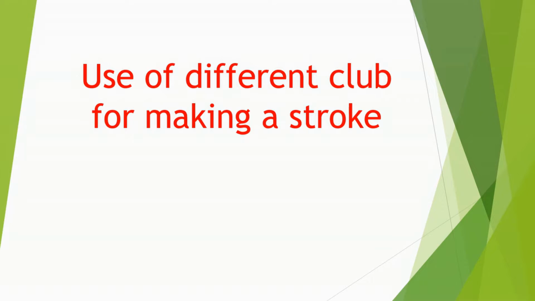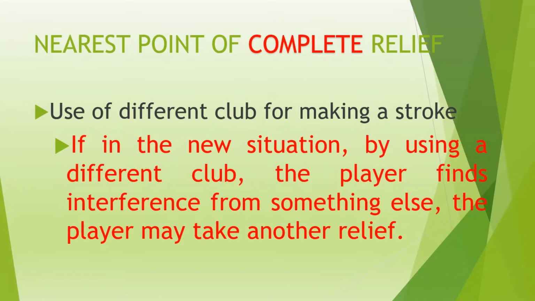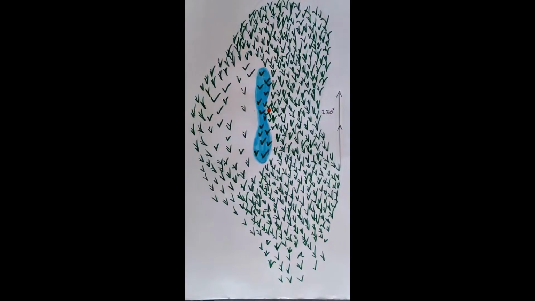Use of a different club for making a stroke. A player who has identified his nearest point of relief correctly using a club may choose to play a different club after taking a drop since it is a new situation. If in the new situation, by using a different club, the player finds interference from something else, the player may take another relief. Let us understand this with the help of a diagram.